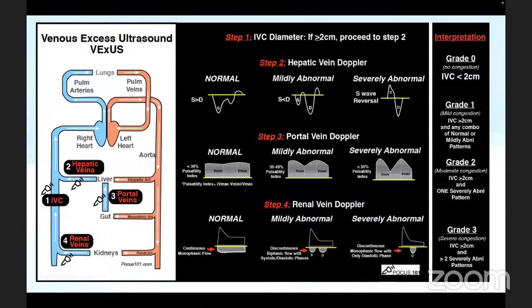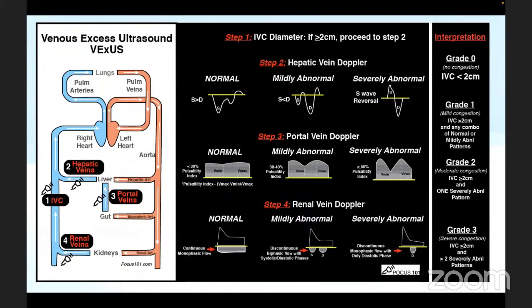If you're really interested in doing this in patients, really pick up a habit of assessing the waveforms. There are 4 locations which we have to see: one is the IVC, followed by hepatic vein, portal vein, and renal veins. In step 1, you see if the IVC diameter is greater than 2 centimeters, then you go to step 2, where you assess the hepatic vein Doppler, and you see whether it is normal, mildly abnormal, or severely abnormal. In a similar fashion, you do it for the portal and renal veins.